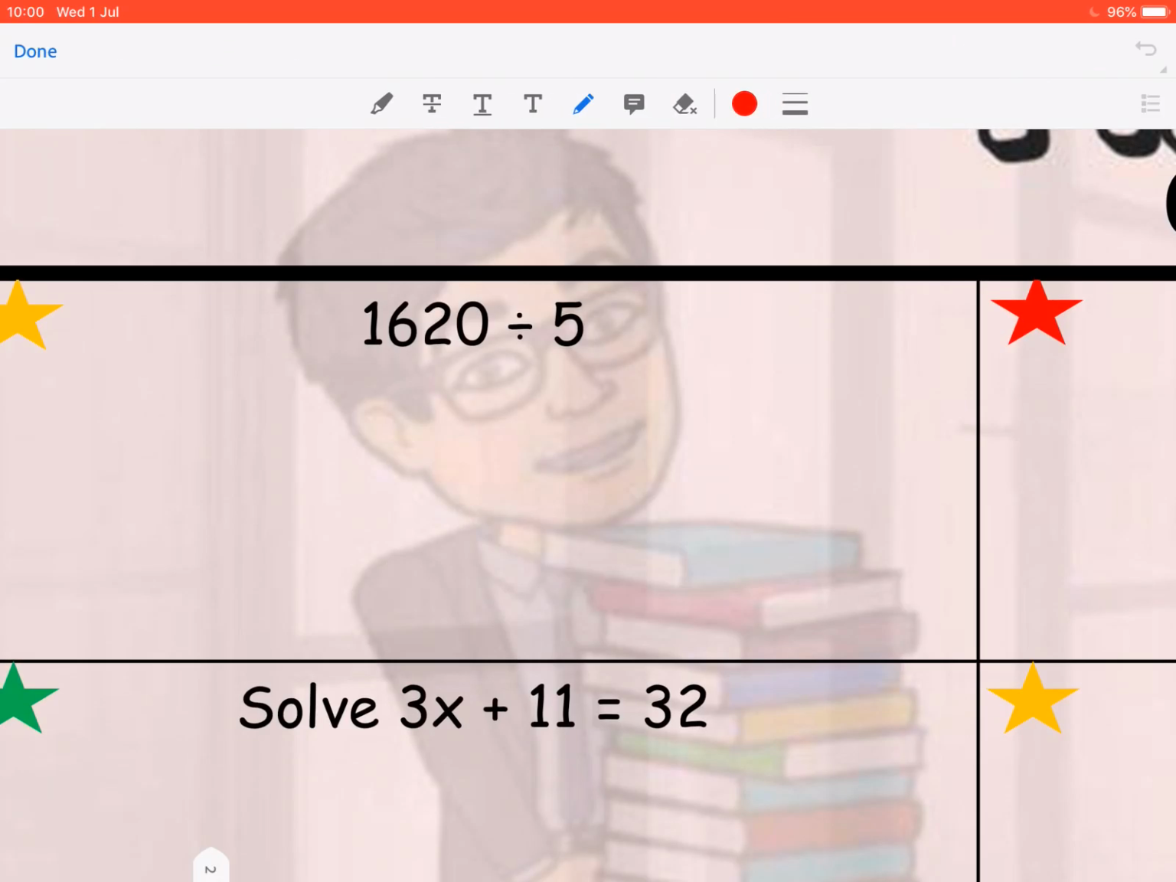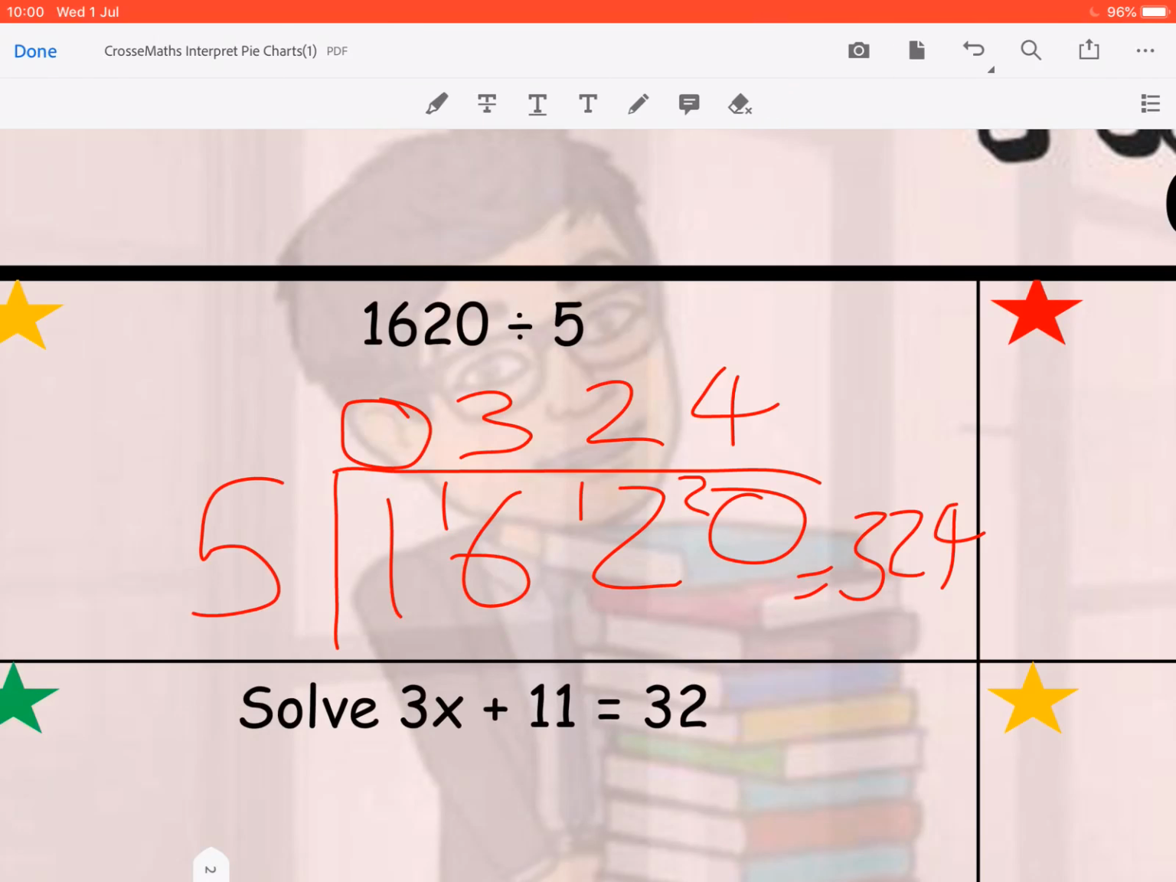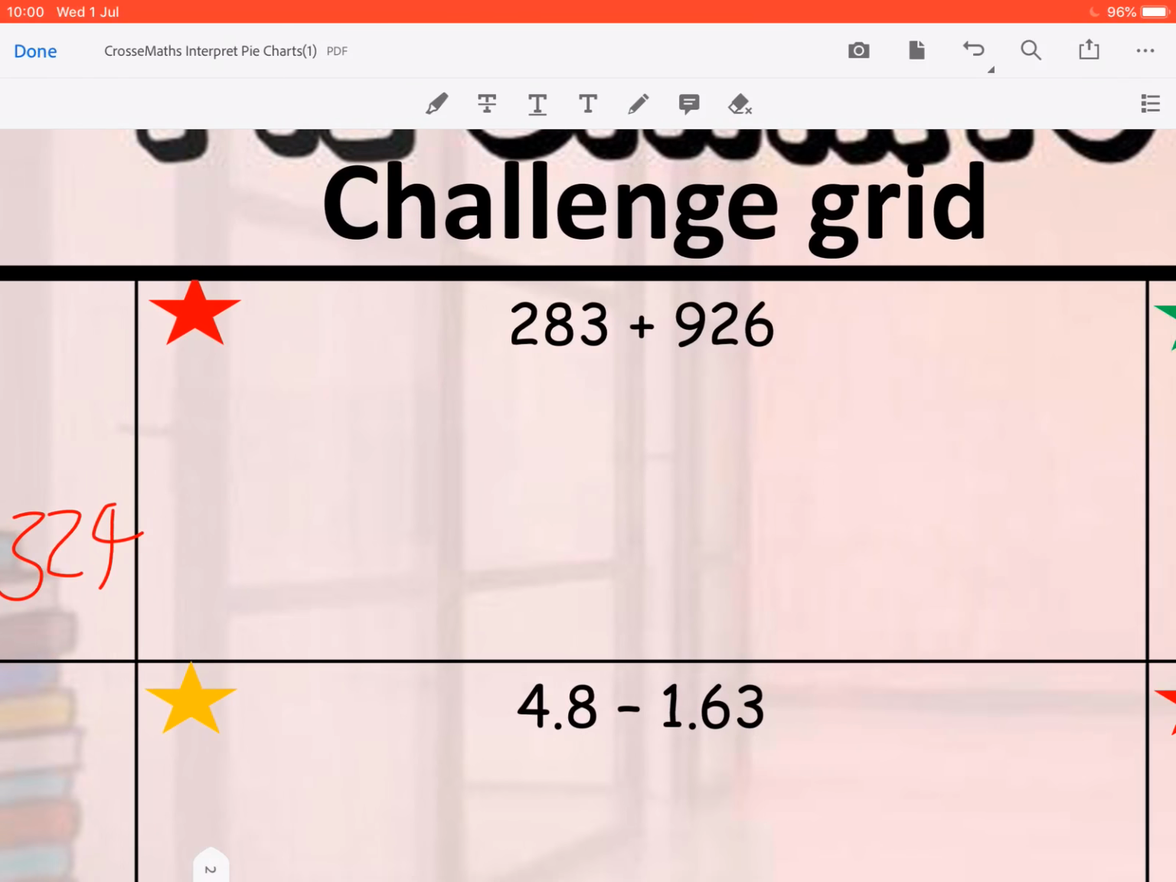Okay, you've got 1,620 divided by 5. Okay, easy one to start off. I'm going to lay it out my bus stop. 5 doesn't go into 1, so I put 0 up top, carry the 1 over. 5 goes into 16 3 times, remainder 1. 5 goes into 12 twice, remainder 2. 5 goes into 24 times. So my answer is 324. Easy work.